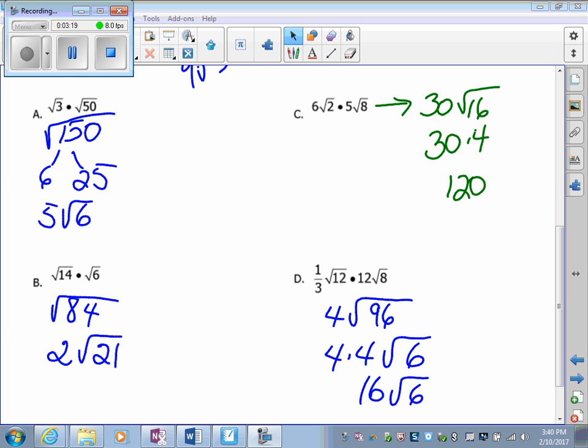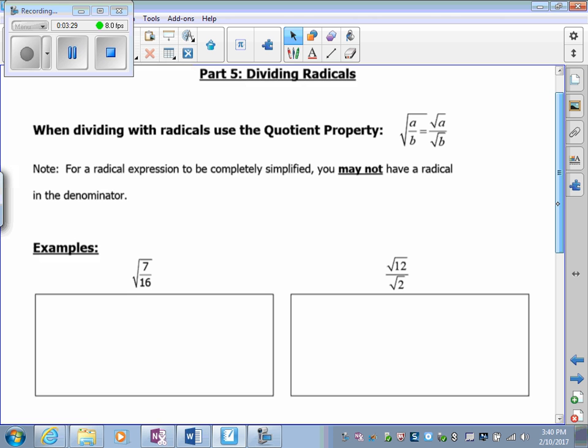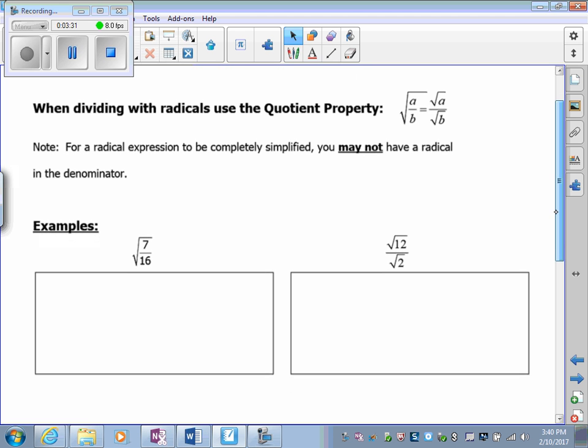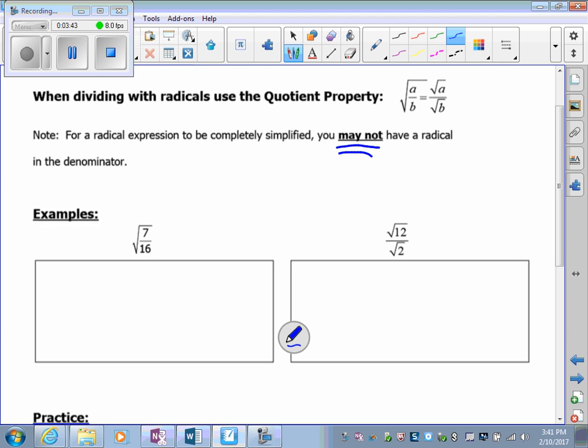The next part of our notes is going to be on dividing radicals and what we need to do when we divide radicals. So it kind of works the same way. When you divide with radicals, you use the quotient property. Basically, should you put them under one radical or should you separate them and put them under 2? Something to keep in mind, and we'll address this more next class, though: you may never, ever, ever have a radical in the denominator.